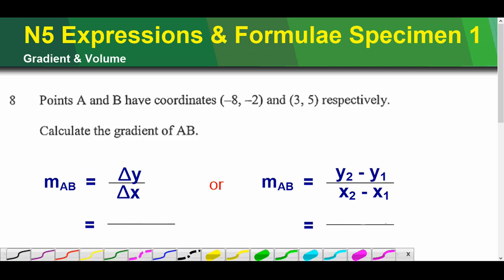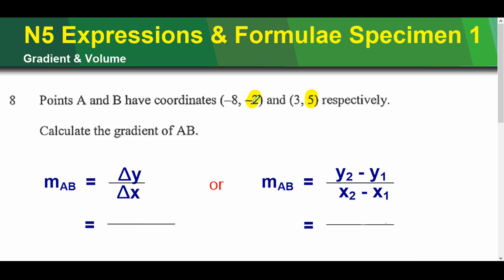Right, there's a couple of ways to do this. I tend to do the gradient of AB is delta y over delta x, the change in y's over the change in x's. Leads into Higher, the dy by dx and differentiation, don't worry about that. Some teachers do y2 take y1 over x2 take x1. Okay, but it's the same principles. You get the difference between the y's, that's the y coordinates, so you take them away from each other. So watch that. I'll do second, take away the first.